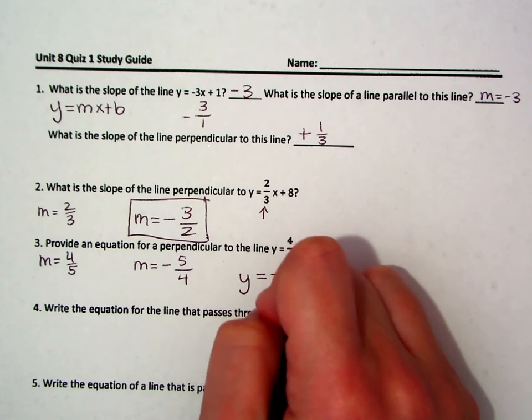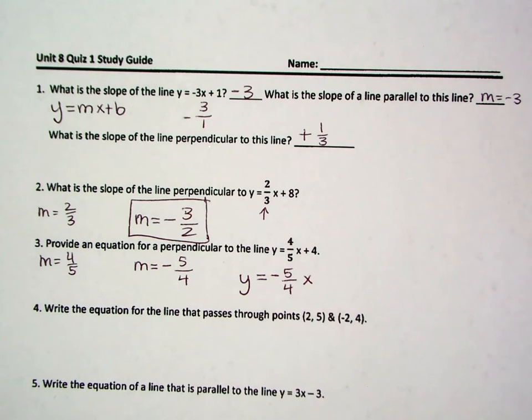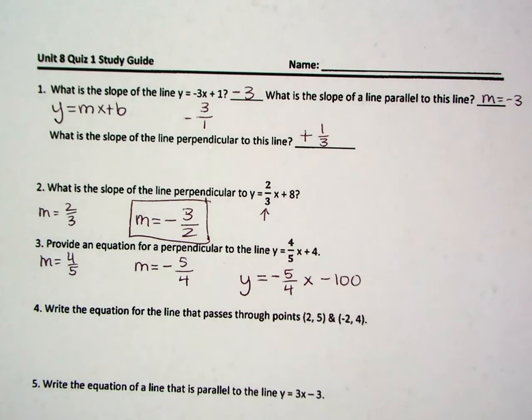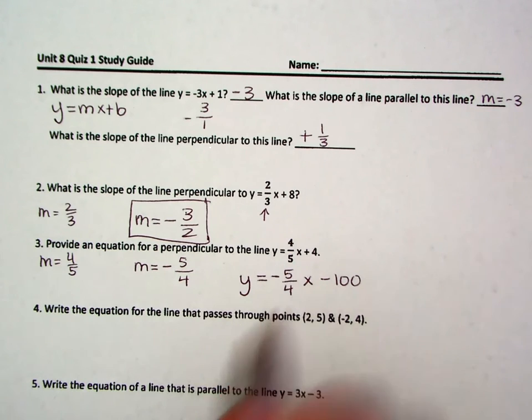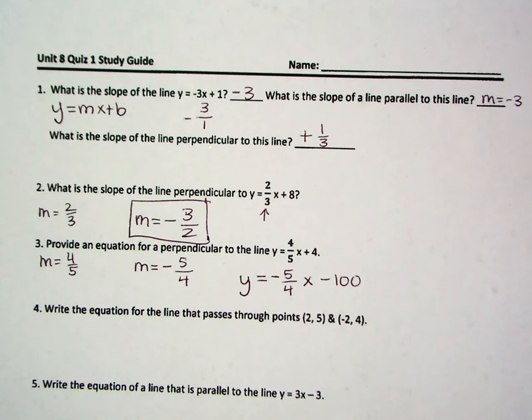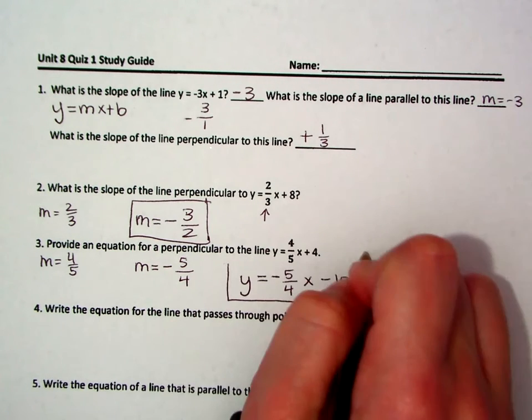So y equals negative 5/4 x, and then it can be whatever y-intercept you want. You can leave it as 0, or you could put minus 100, plus 10,000, plus 2.4. It's whatever you want, as long as your slope is negative 5/4, because it needs to be opposite and reciprocal to that line. So this is going to be my example problem right here.